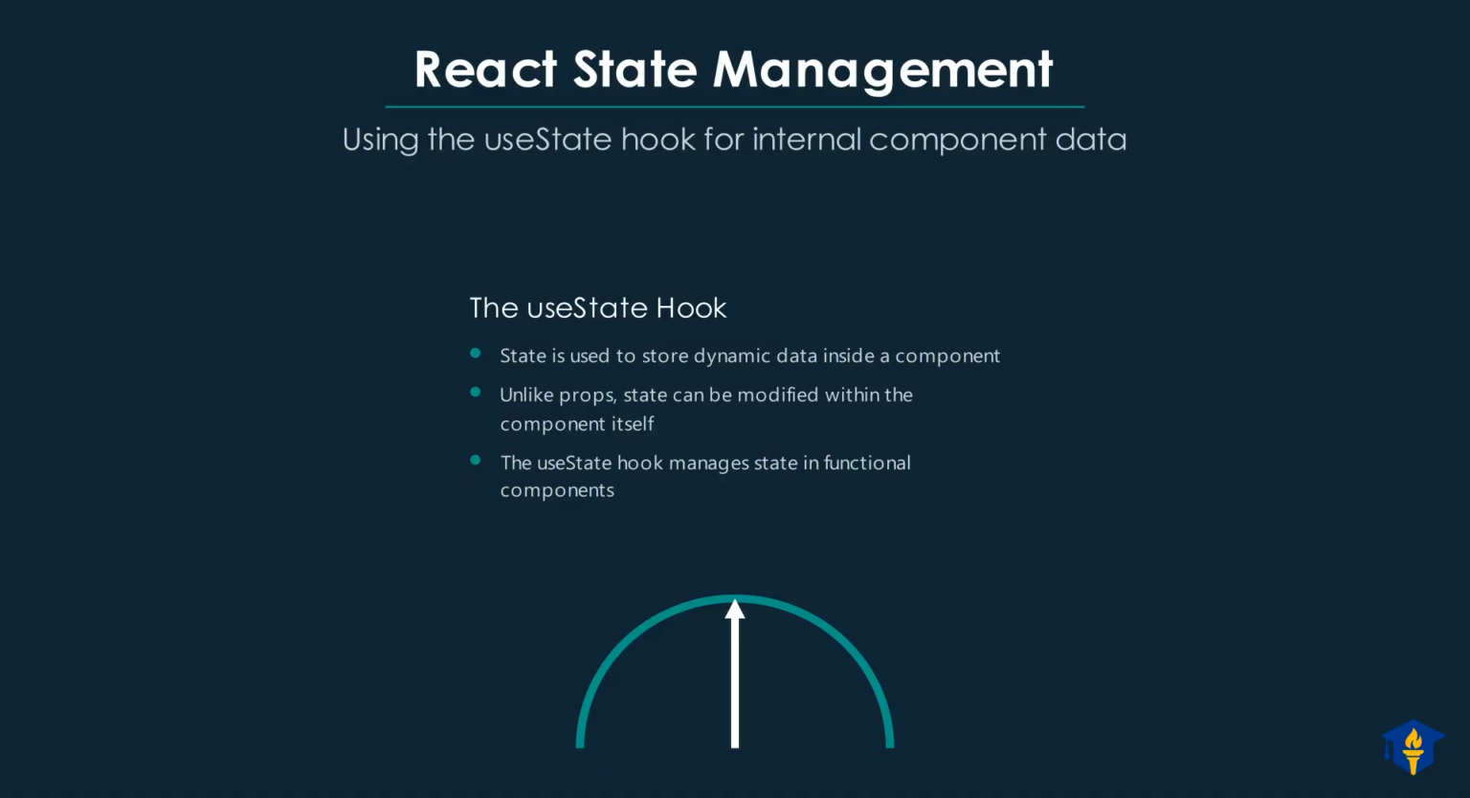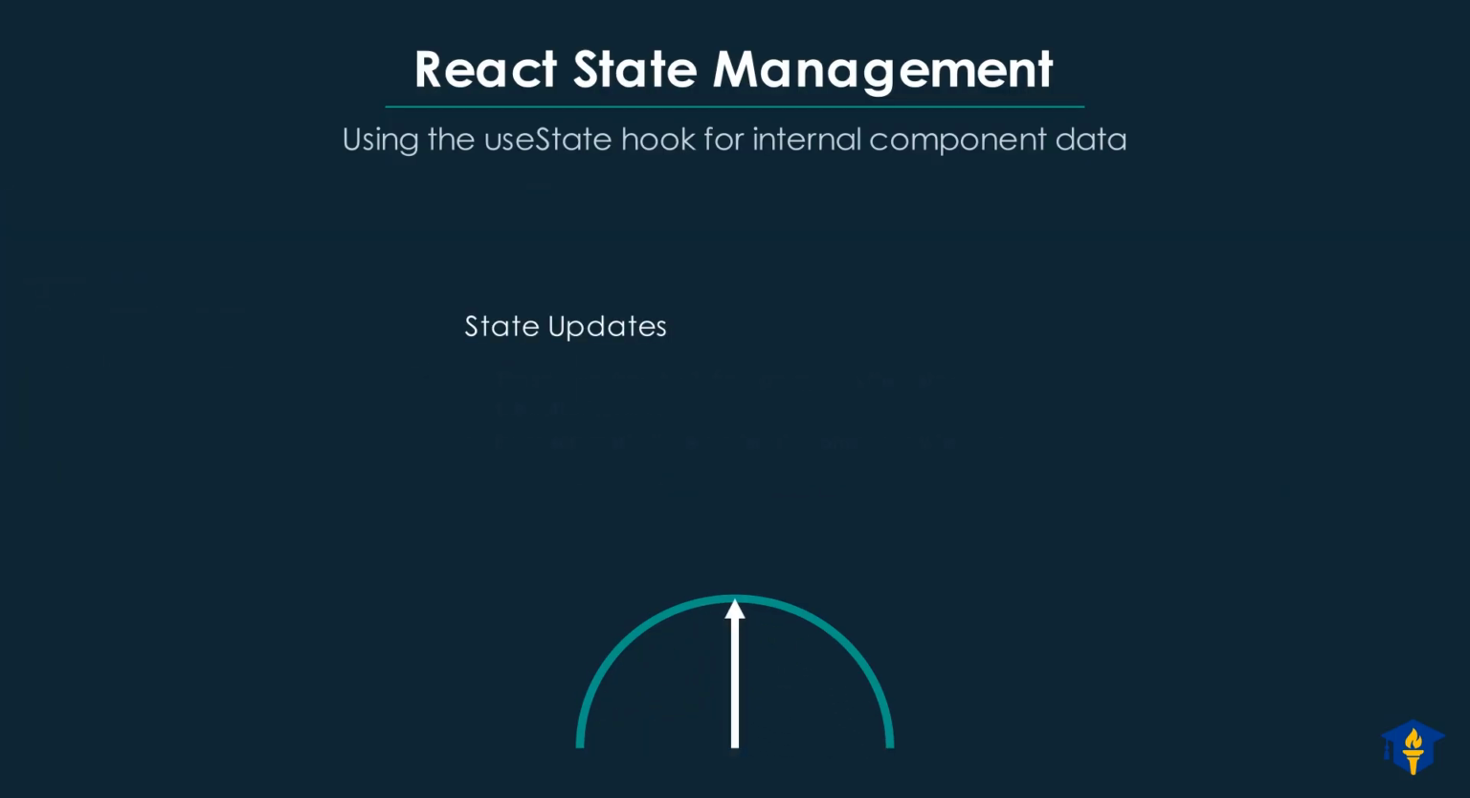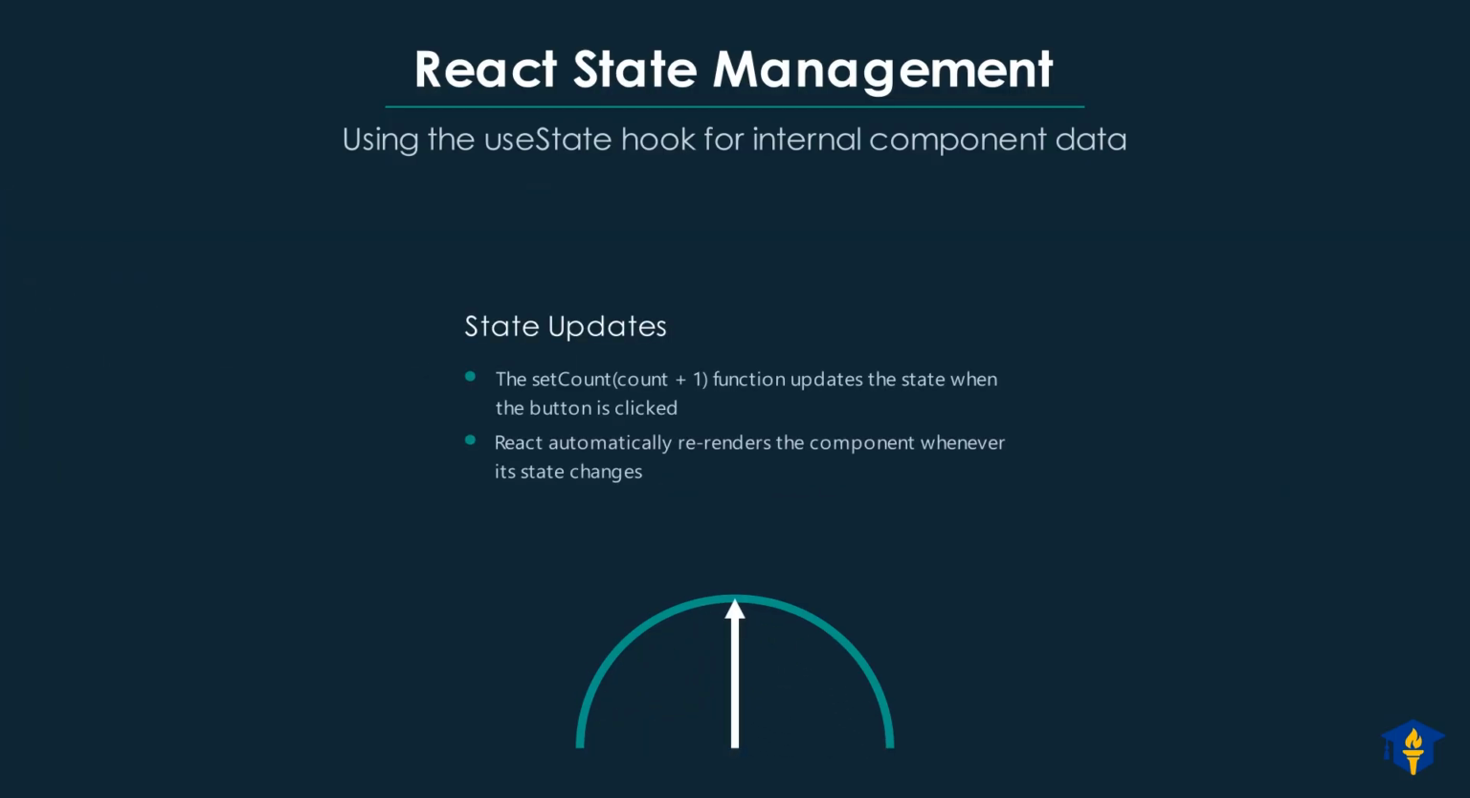State stores dynamic data that can be modified directly within a component, unlike props. The useState hook is essential for this. This example demonstrates how to initialize state with useState at 0 and update it using a button click. Next, let us delve into how state updates work, which is crucial for dynamic user interface behavior.